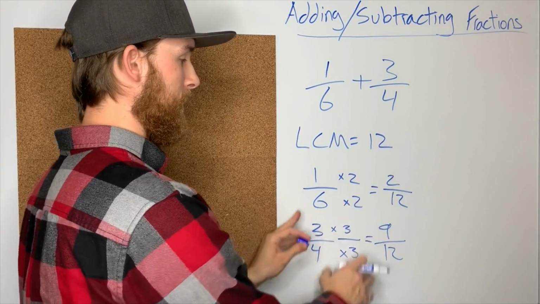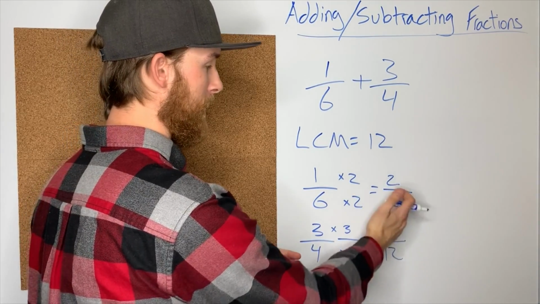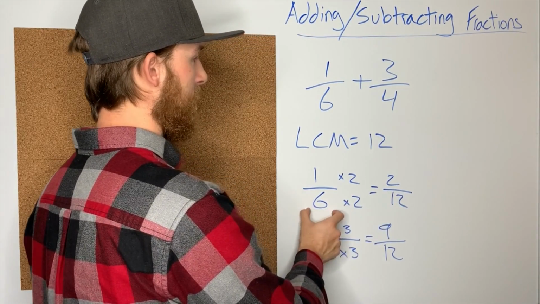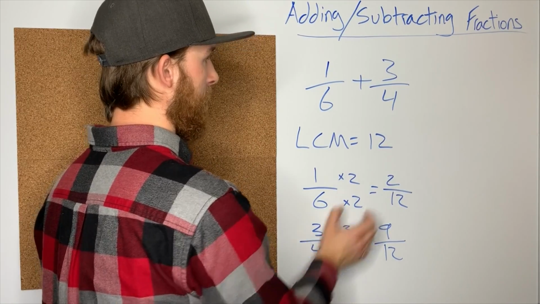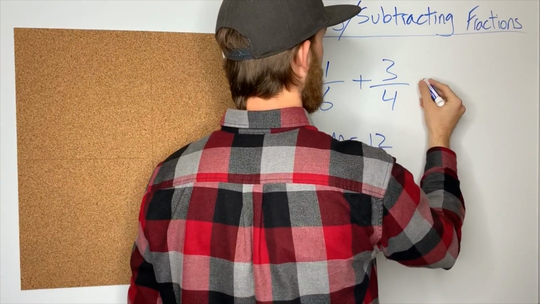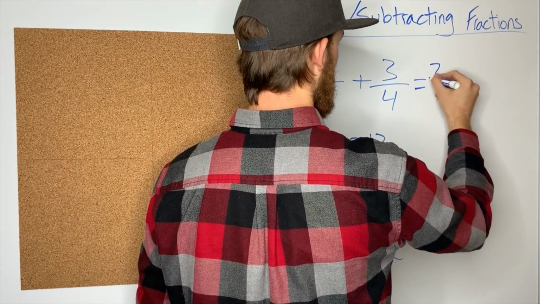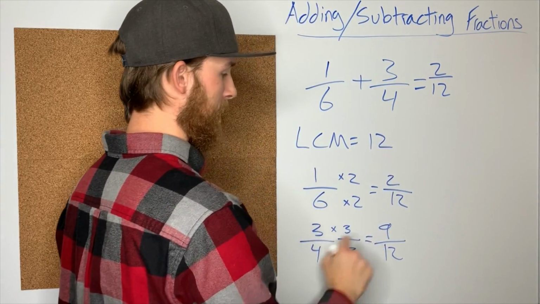I just wrote it this way. You don't have to write it this way if you don't want to, but I wrote it this way to make it a little bit more clear. What we're going to do with these now is replace the 1/6 fraction with 2 12ths, and replace the 3/4 fraction with 9 12ths. So let's do that real quick. The 1/6 fraction is replaced with the 2 12ths, and the 3/4 fraction is replaced with the 9 12ths.